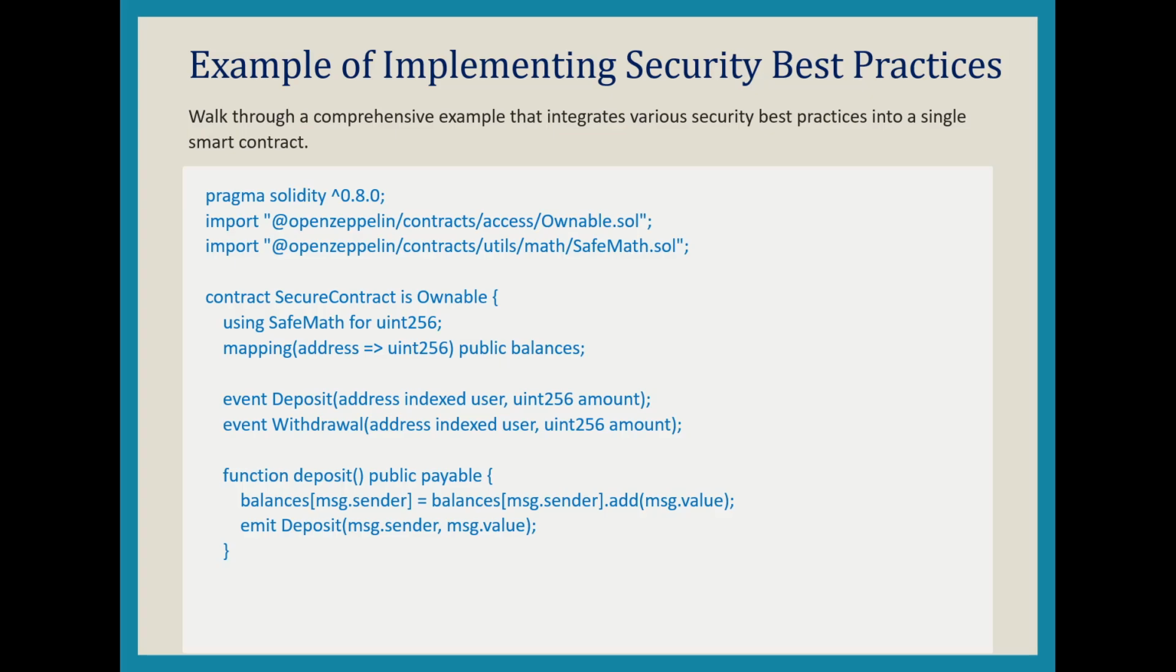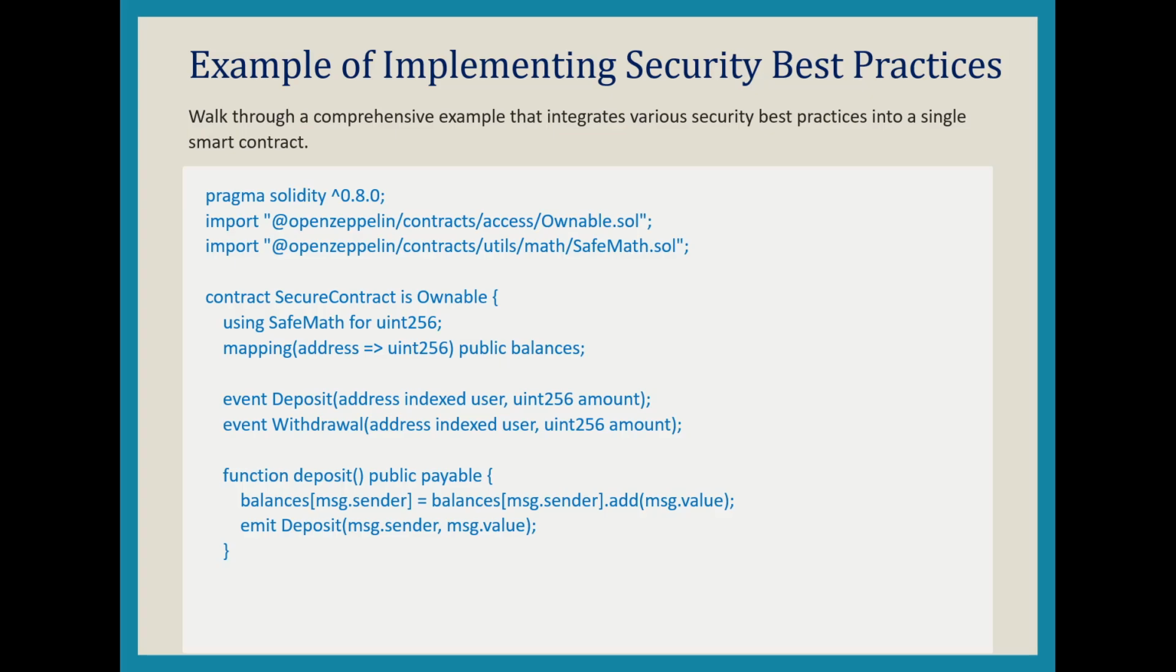Okay, so finally, we'll just walk through a comprehensive example that integrates various best practices into a single smart contract. Okay, let's go through this. First are the import statements. Import OpenZeppelin's Ownable contract for access control and the SafeMath library for safe arithmetic operations. We have already talked about these individually before. Now we are taking them together.